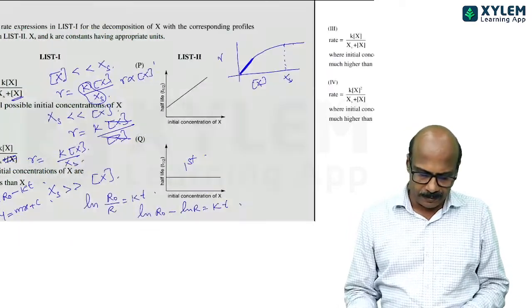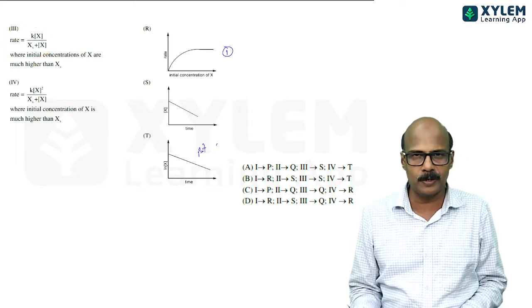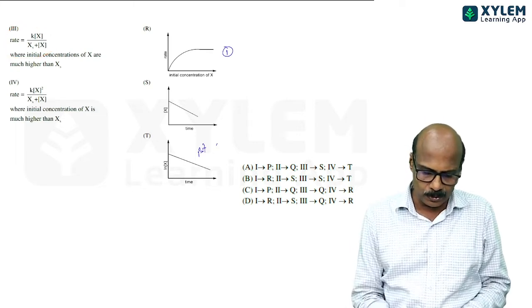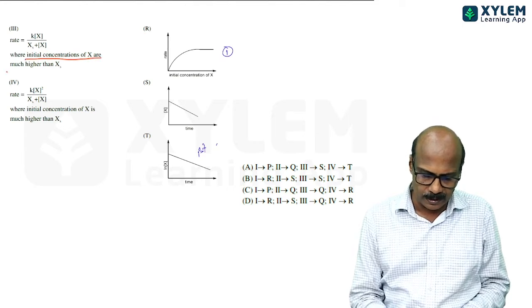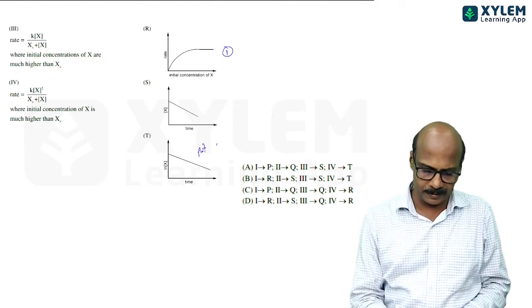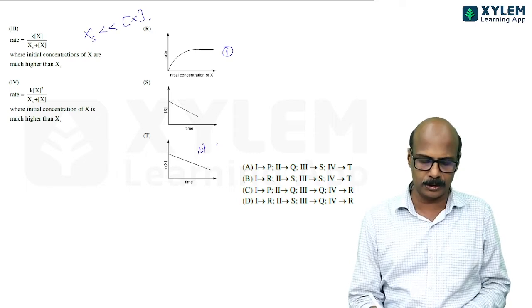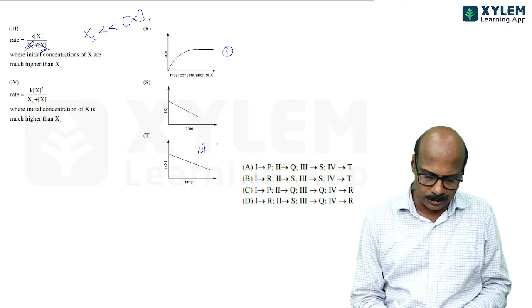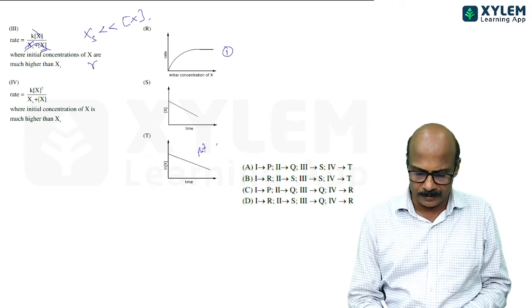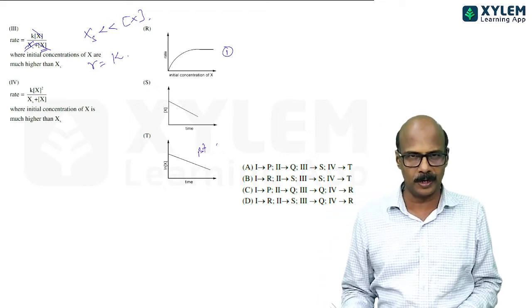Clear now? Now we are coming to the third condition. They say rate equal to K into concentration of X divided by saturated concentration plus X, where initial concentration of X is much higher than Xs. That means Xs is much less compared to concentration of X. So the denominator can be taken as simply concentration of X. So the concentration of X cancels, and you can say rate is independent of concentration. That means it is a zero order kinetics.